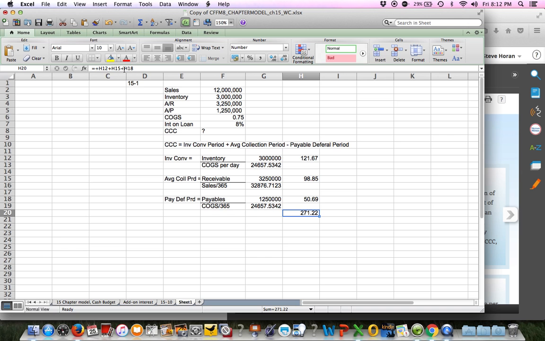So my bad, I built the formula wrong. There we go. I get 169.83 days. That's all in days. Okay, so that's the base case of where we're at.